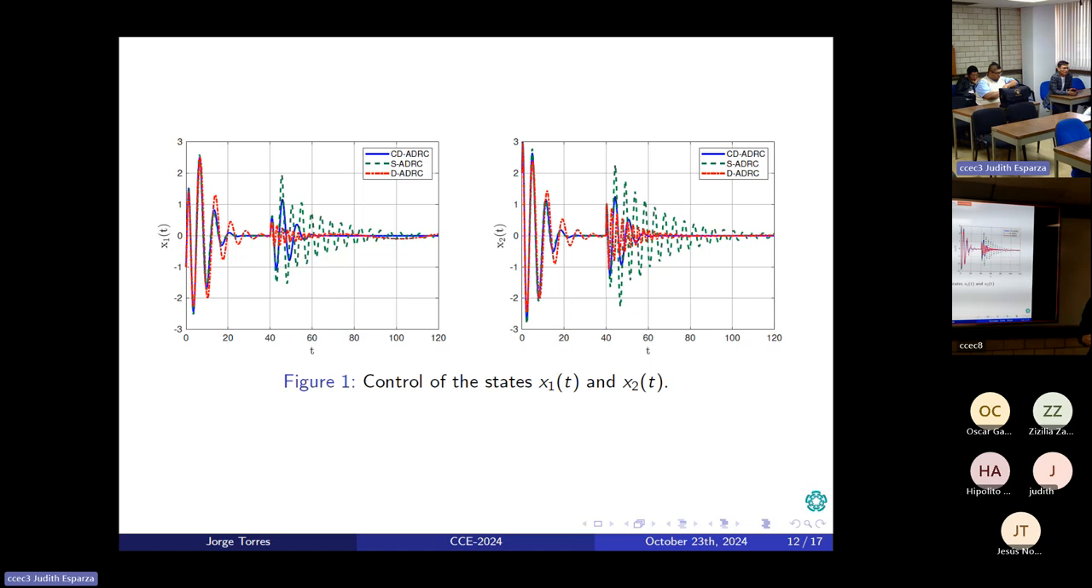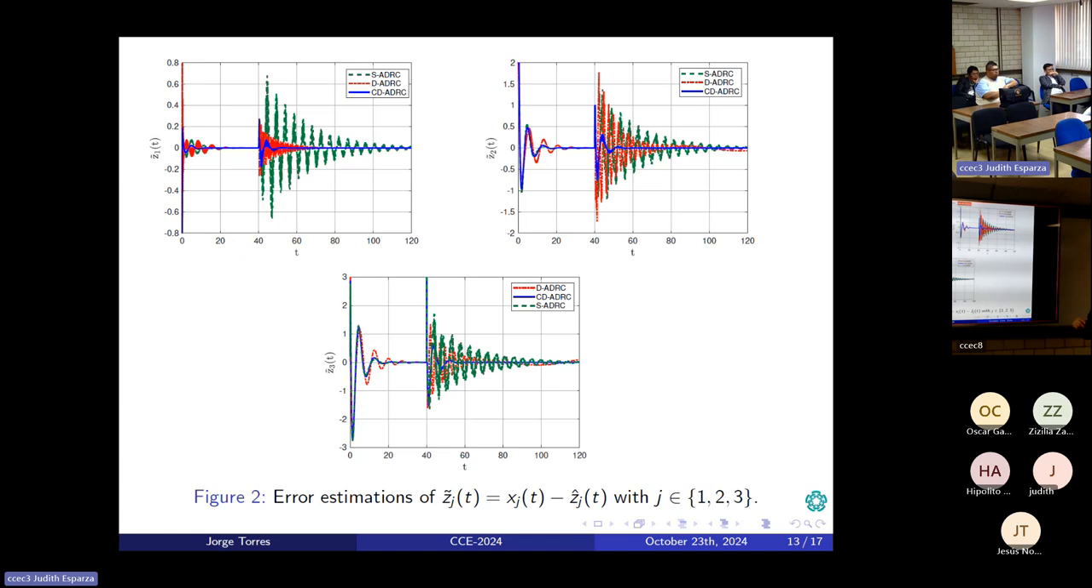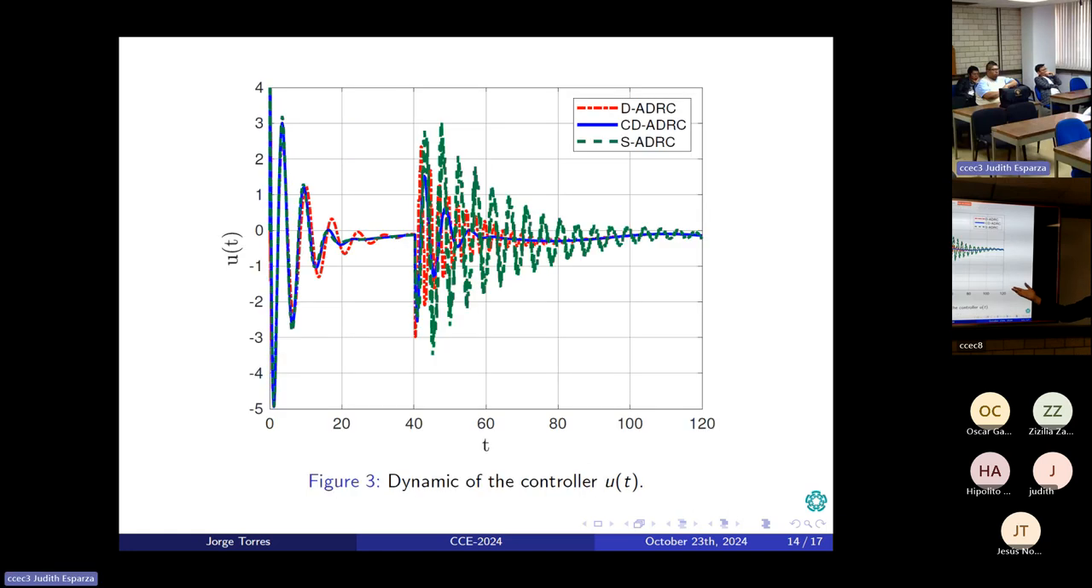In fact, the standard version has the largest overshoot and the largest transient phase. However, the discrete version has the smallest overshoot, but it can be seen that it has the worst performance to reject external disturbance. With respect to the estimation, we can see that the continuous-discrete version has the best performance, because it has the smallest overshoot in general and also the smallest transient phase. With respect to the controller, we can see that once again, the continuous-discrete version has the best behavior.